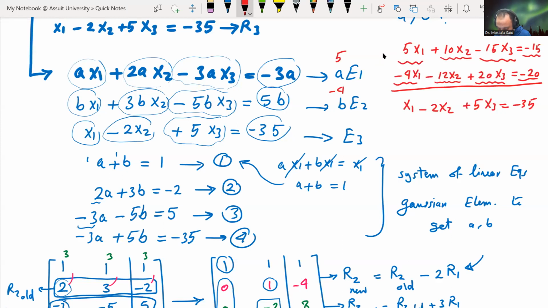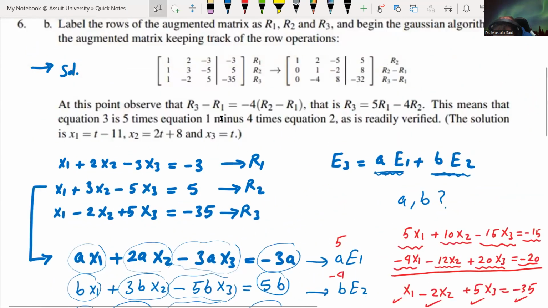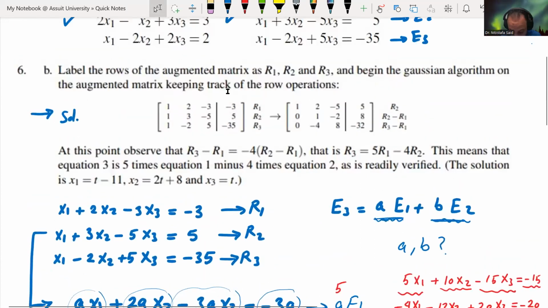Let's compare now. x1, x1. Minus 2x2, minus 2x2. Plus 5x3, plus 5x3. Minus 35, minus 35. So the solution is correct. A equal to 5, B equal to minus 4 is correct. Absolutely, 100%. Okay, so now let's go back to the solution manual and see what he's doing here.